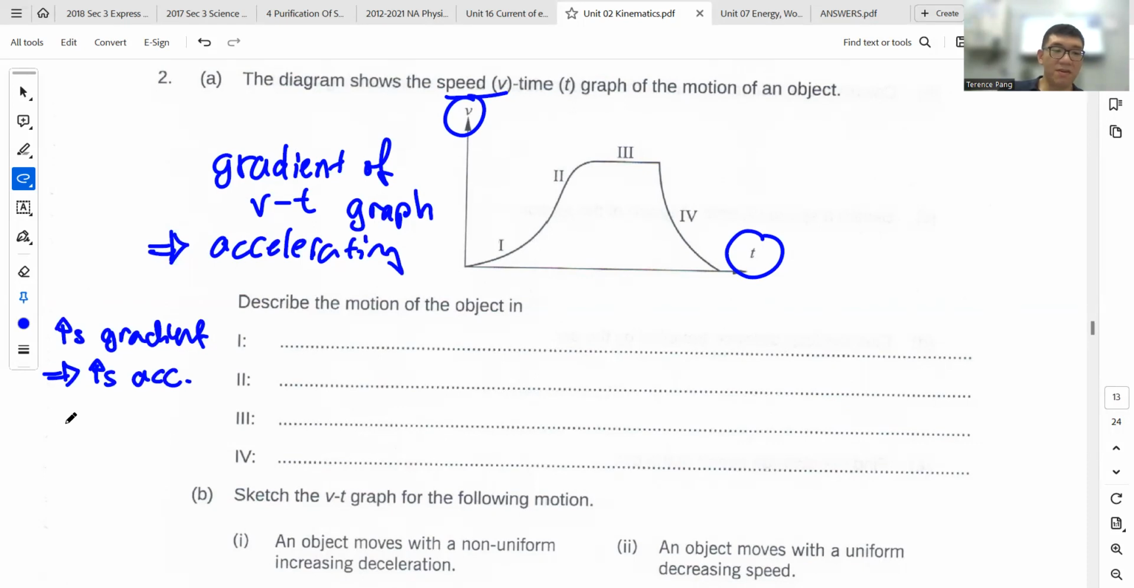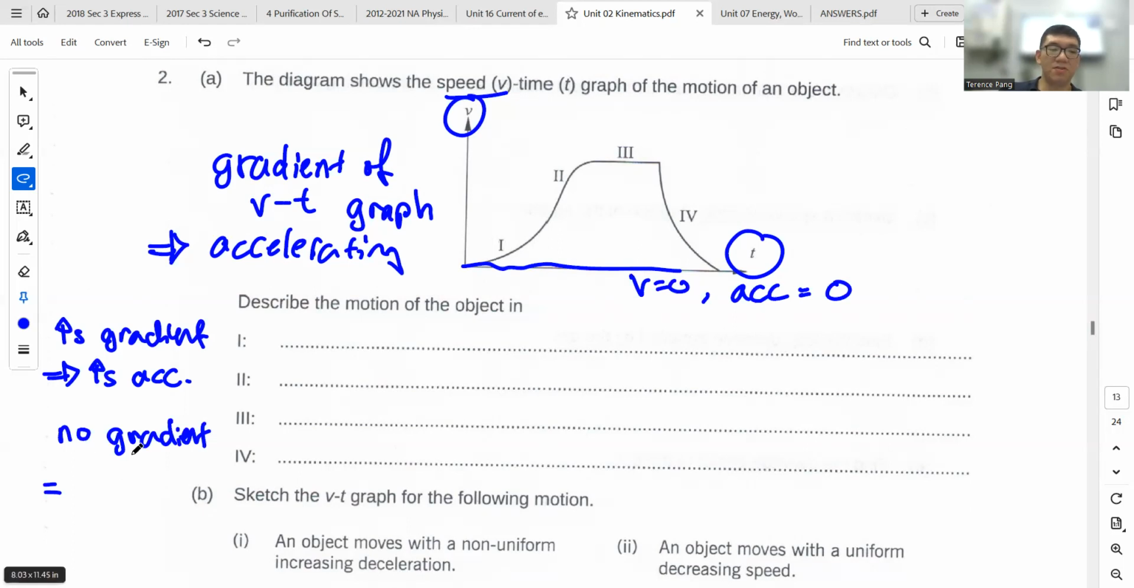If you notice a zero gradient, what about a flat line? Where there's no gradient, what does that mean? It's moving at a uniform speed. Any other possible answers? Depending on where the flat line is, if it's right up against the t-axis, that means there is no movement at all. So if you see a line that is flat like that, v is 0, and the acceleration, of course, will be 0. So no gradient would mean, in general, no acceleration.